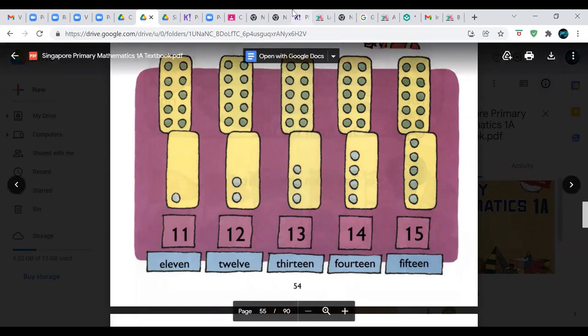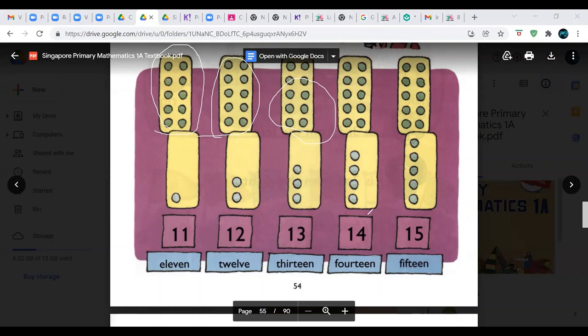And you might see from here, because these numbers are all after 10, you can see that there's always this part here. And if you count all of them, well, you're going to find that there are 10 of them. So it's always, after 10, it's always 10 and then some other number, okay?